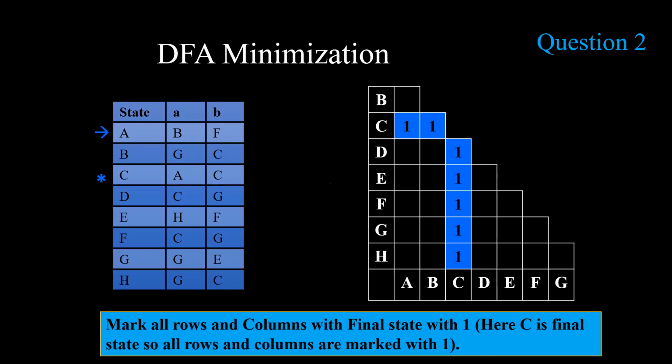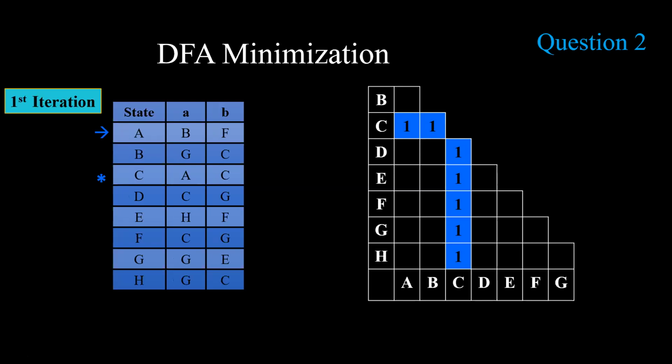First step will be that we mark all the entries corresponding to the final state with 1 in the lower triangulation matrix. We have 2 rows, which we have marked, and 5 columns, which we have marked. So this is the first step. We need to mark all the rows and columns corresponding to the final state. Next, we will keep on checking each and every crossing.